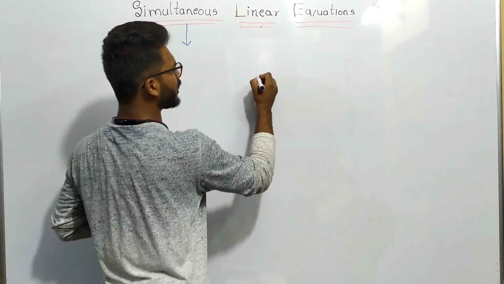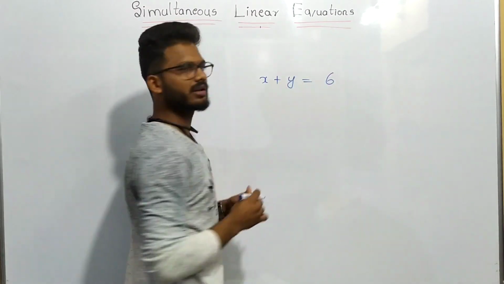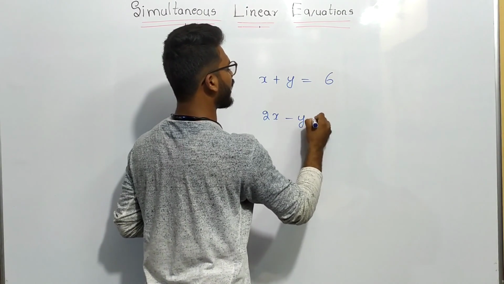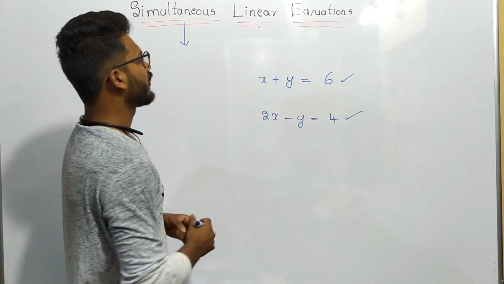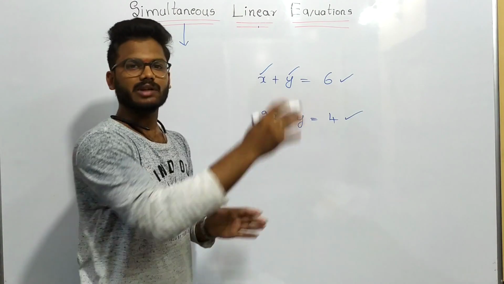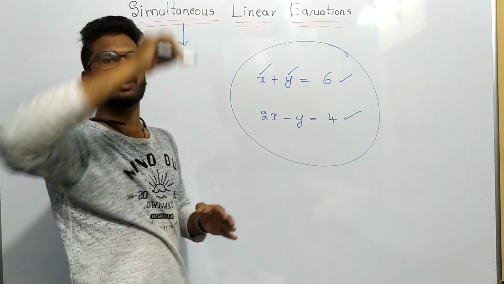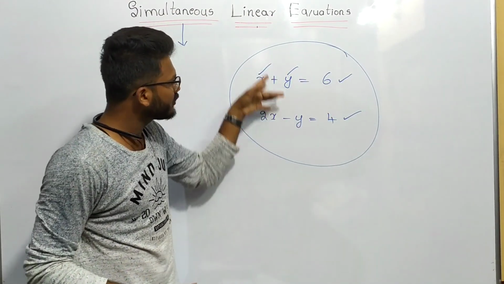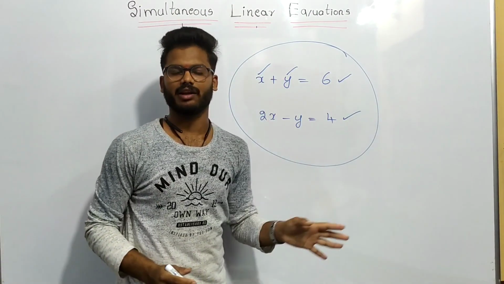Suppose there are two equations, x plus y is equal to 6 and 2x minus y is equal to 4. Simultaneous means that if these two variables simultaneously satisfy both conditions, at the same time, then you can tell these two are simultaneous linear equations.